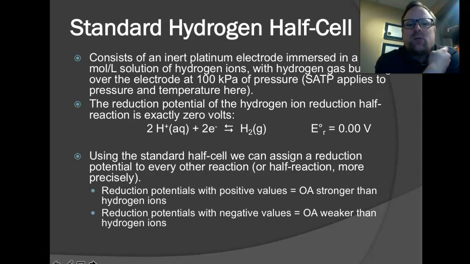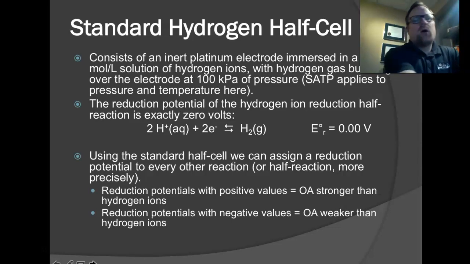It's immersed in a 1 mole per liter solution of hydrogen ions with hydrogen gas bubbling over the electrode. So it's actually a complicated little rig that they use to make it happen. And they keep the gas at SATP, so that means it's going to have to be at 25 degrees Celsius and 100 kilopascals of pressure. And the reduction potential of the hydrogen reduction half reaction is exactly 0 volts.